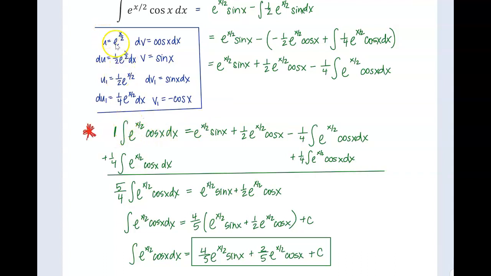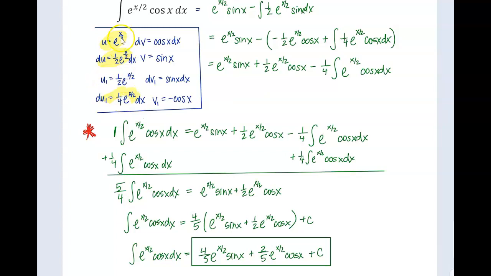So we could have picked our u, e to the x over 2, and then dv is cosine x dx, and then we differentiate it once, we get 1/2 e to the x over 2 dx, and then we differentiate it again. Let me highlight those. This is what I started with. This was u, this is my first derivative, this is my second derivative. So we have to know this is the circular problem. It's going to require exactly 2 iterations.